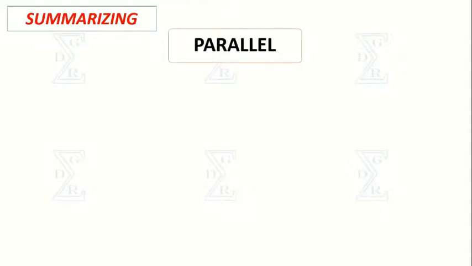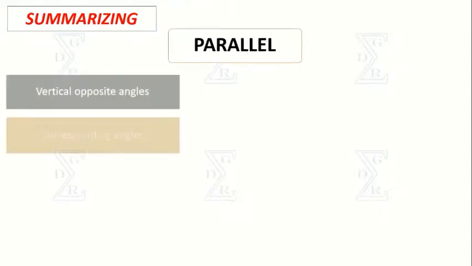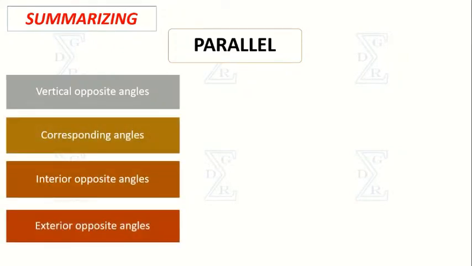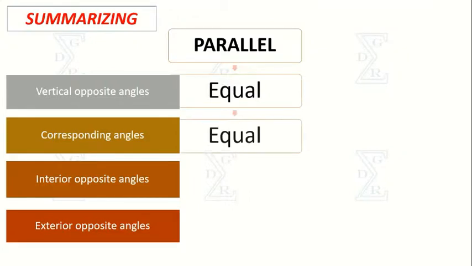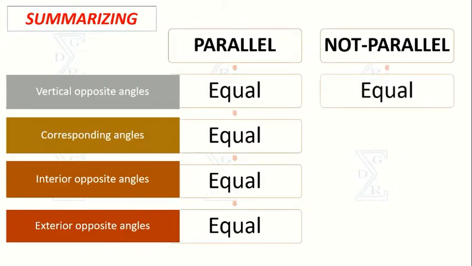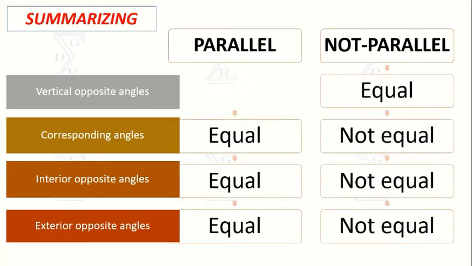Summarizing the concept: if the lines are parallel, in the transversal, vertical opposite angles, corresponding angles, interior opposite angles, and exterior opposite angles are equal. But if the lines are not parallel, only the vertical opposite angles are equal, and the remaining are not equal.